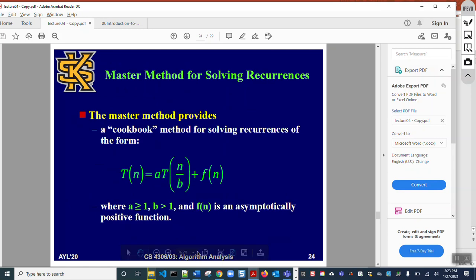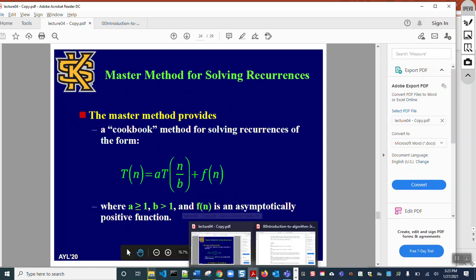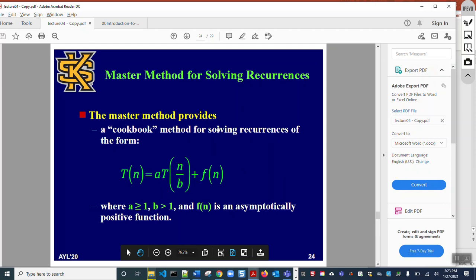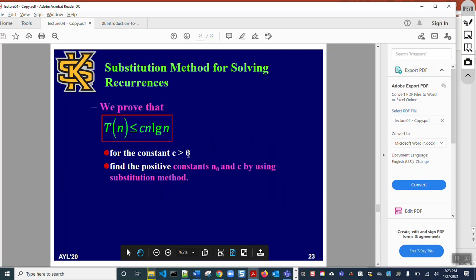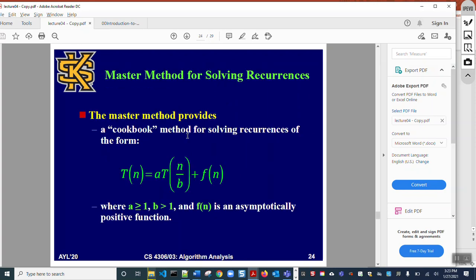The details are actually in the book, so please go through the book if you are interested in learning how the substitution method works, and that is related to discrete mathematics. Now the third one, the last one, is the master theorem. It is the most popular and well-known method to solve recurrences. It is called the master theorem. It is well known.